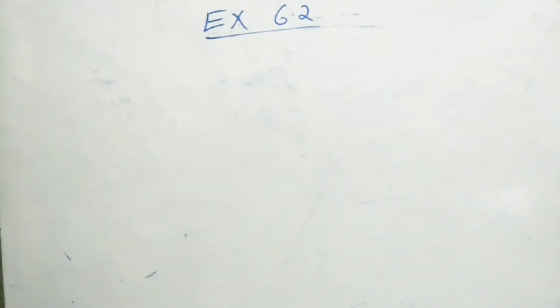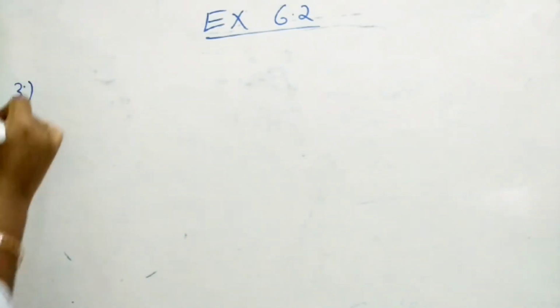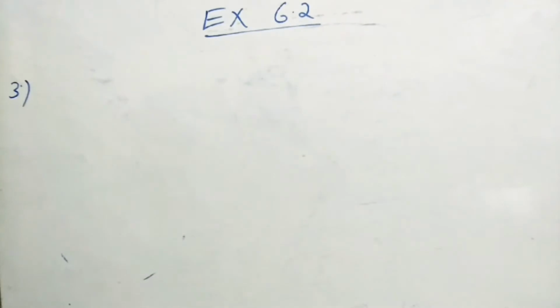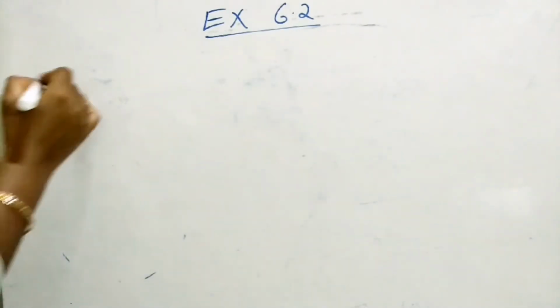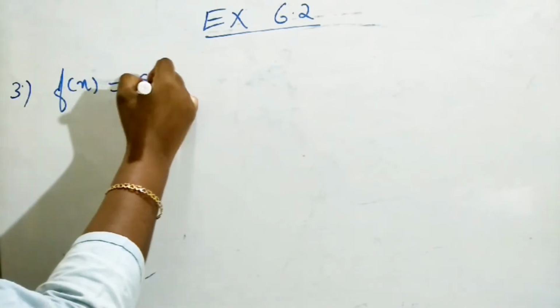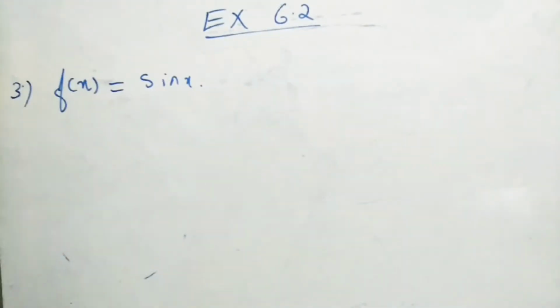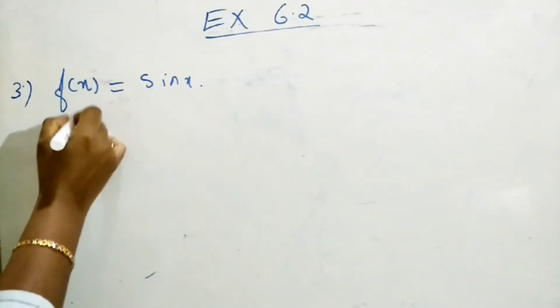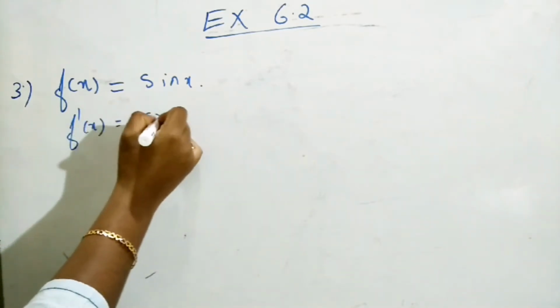Third one. Here, I'm going to use that theorem. f of x is equal to sin x. Then f dash of x is equal to cos x.